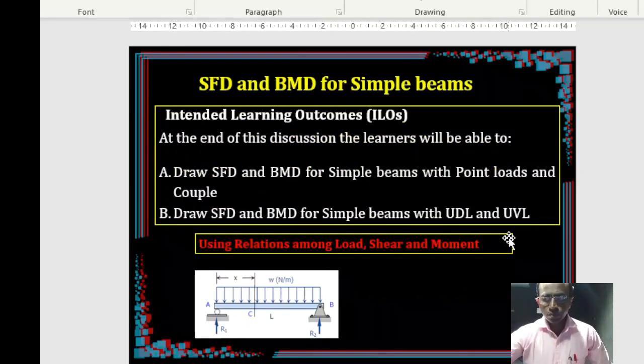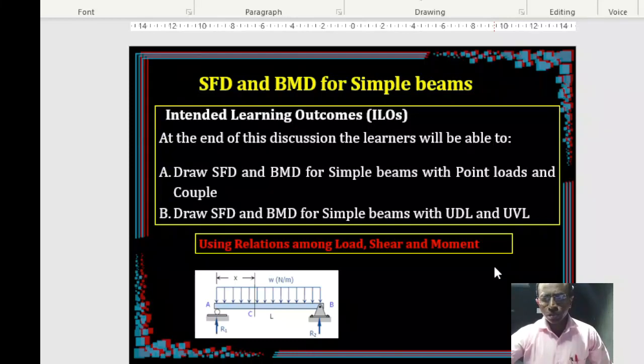At the end of this discussion, I am hoping that you will be able to construct or draw the shear force and bending moment diagrams for simple beams which are subjected to point loads as well as couples, and also distributed and varying loads. For this construction, I am using the concept of relationship between the loading, shear, and bending moment.